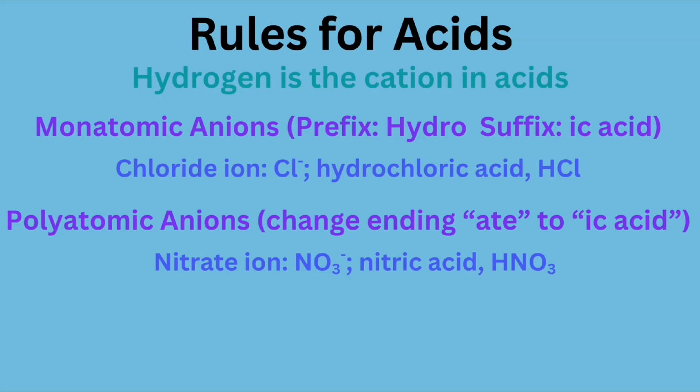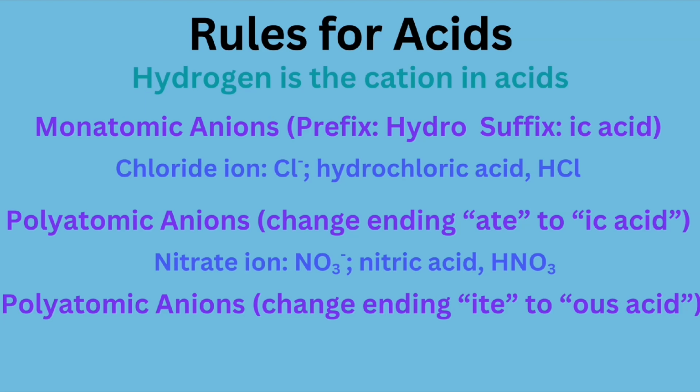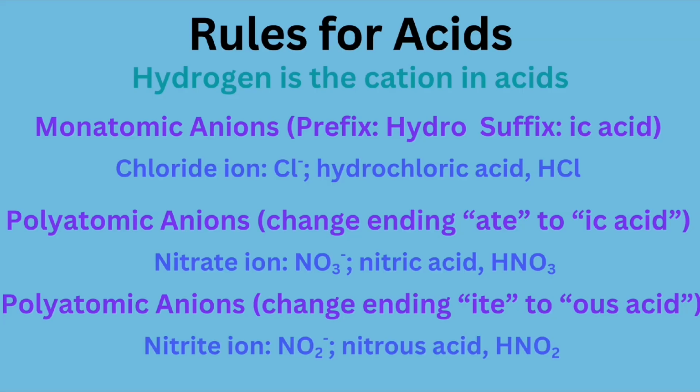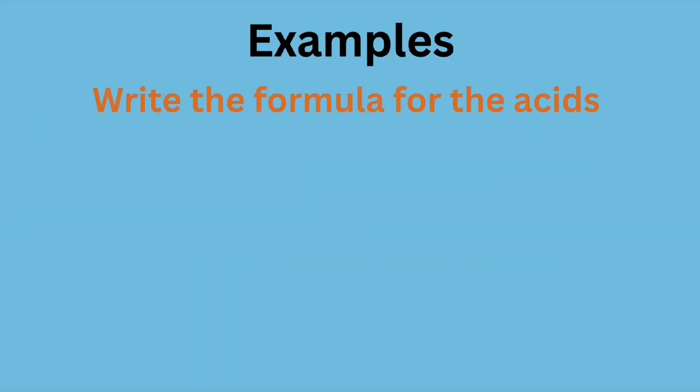For polyatomic anions, you have a different rule for those ending in ATE and ITE. When you have a polyatomic ion, you do not add a prefix, and you change the ending accordingly. For the ATE ion, you're going to change it to ic acid. For the ITE, you're going to change it to OUS acid.